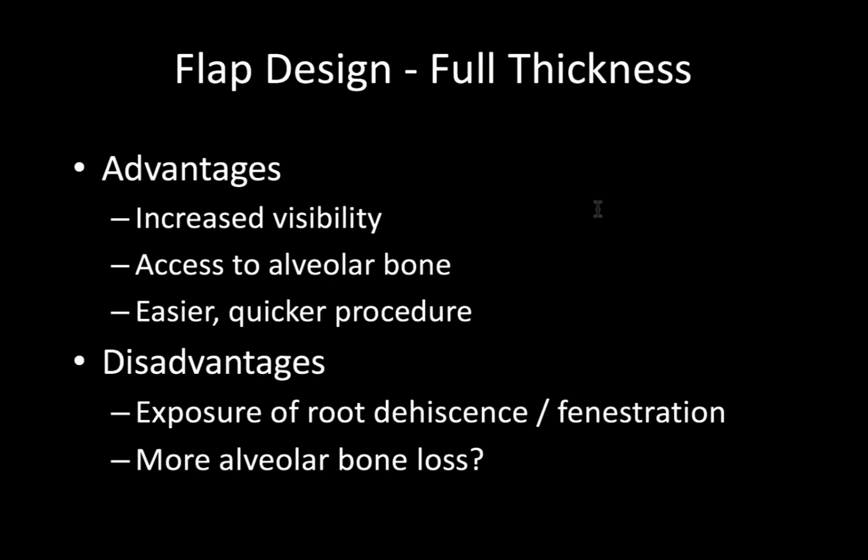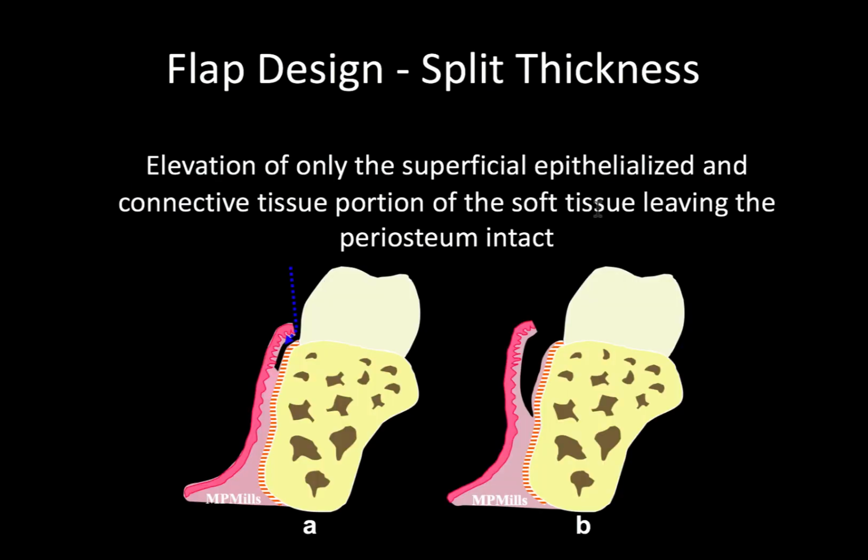Also, through human wound healing studies, we know that approximately three-tenths to four-tenths of a millimeter of bone is lost whenever we reflect a full thickness flap. In contrast, we have the split thickness flap. When the periosteum is not included in the flap, this is when you have a split thickness flap.